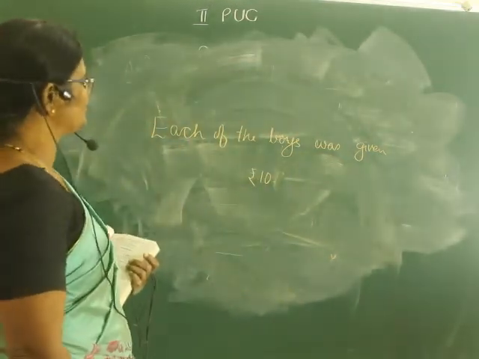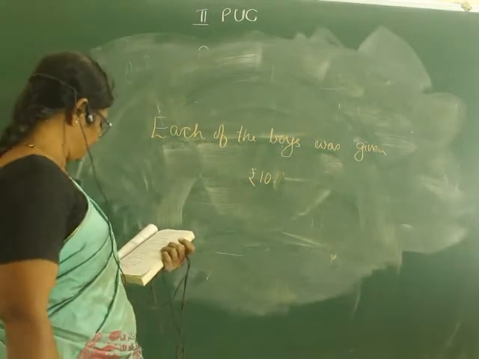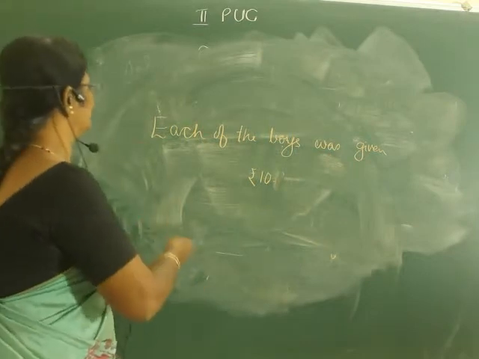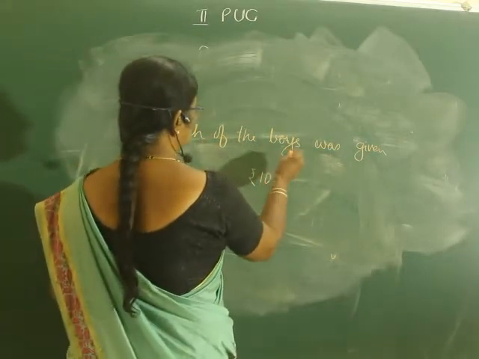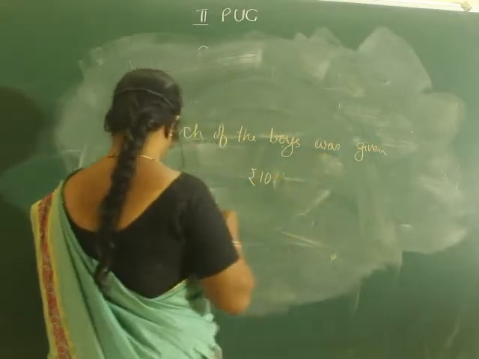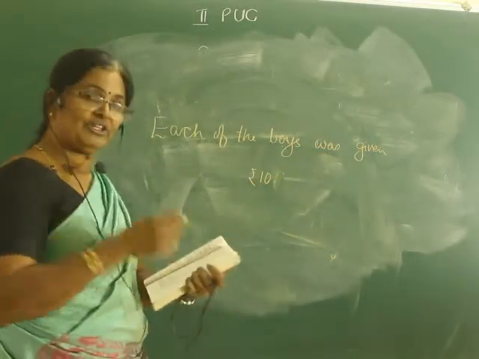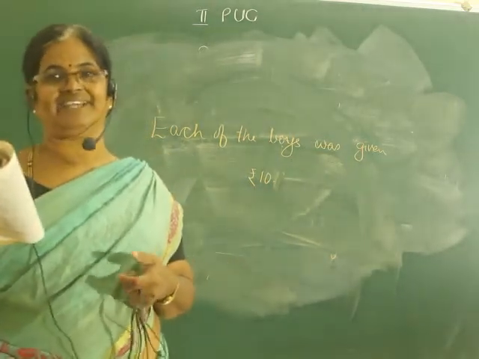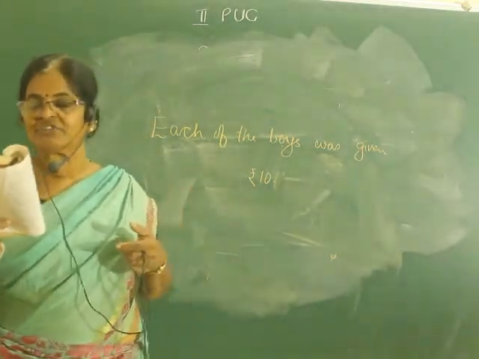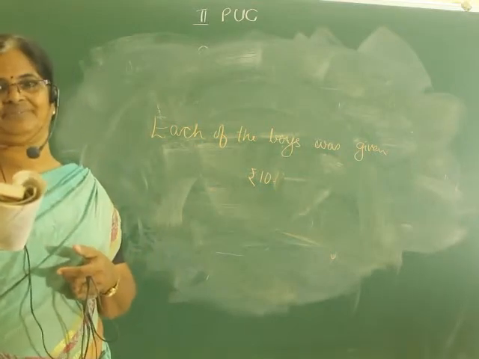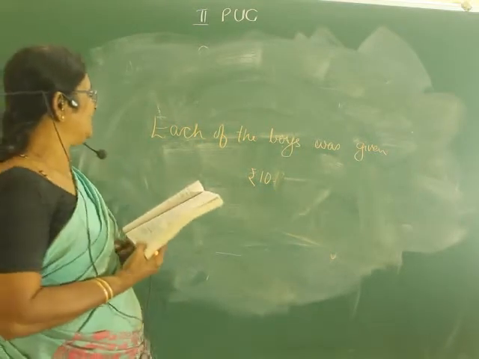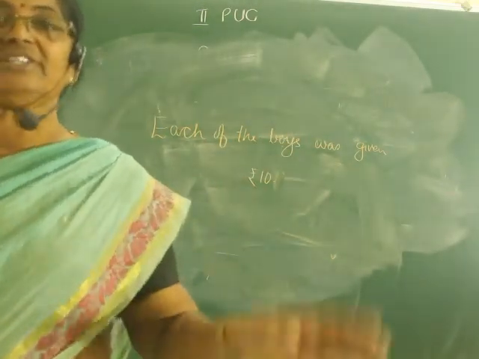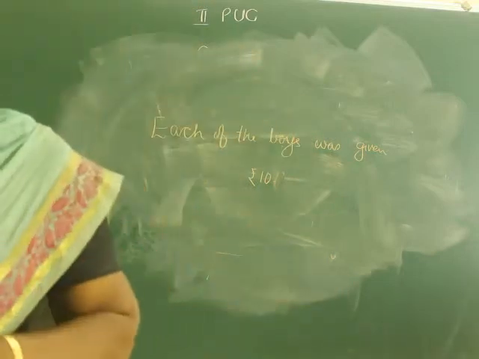Each of the boys was given 10 rupees. So this is one. The boys were each given 10 rupees. Each one of the boys was; then, the boys were each given 10 rupees. The boys were given 10 rupees each. When "each" comes first, then "was"; if not, then "boys are". Each is shifted to the end.